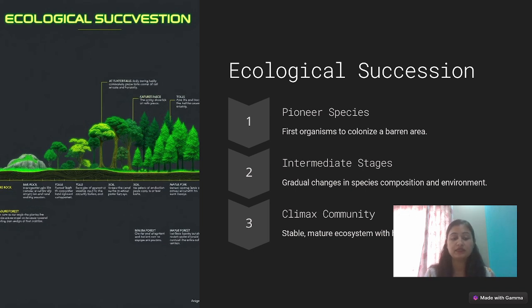In the first stage, the first organisms colonize a barren area after a forest fire or something of that nature. These early organisms, like lichens and mosses, help to break down rock and create soil. Next is the intermediate stage. As the pioneer species alter the environment, other species begin to move in, gradually changing the species composition and the environment. The climax community, a stable, mature ecosystem with high biodiversity, is the final stage of ecological succession.